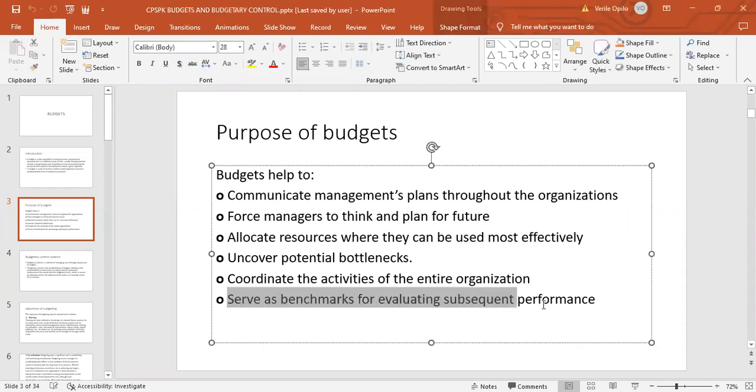And then the last one is that it serves as a benchmark for evaluating subsequent performance. We did variances. I remember we did variances, and we say that variances are whereby we are comparing the actual results with the budgeted results. So it means that when you are creating a budget, you're able to establish how much the business was supposed to produce, how much they actually produced, how much sales revenue they were supposed to make according to the budget, and how much they were actually able to make, how much costs they were supposed to incur, and how much they actually incurred in terms of cost during that particular period. So those are some of the various reasons or purposes of having a budget within a given organization.